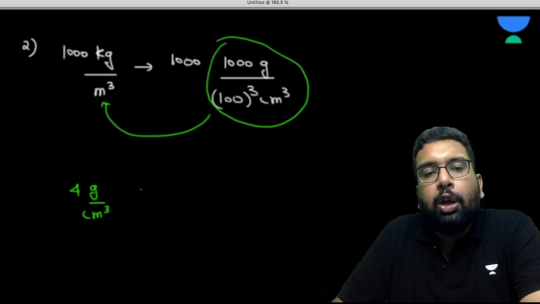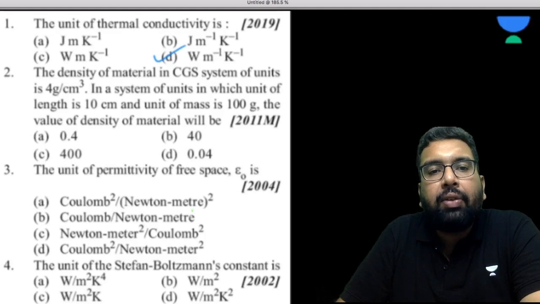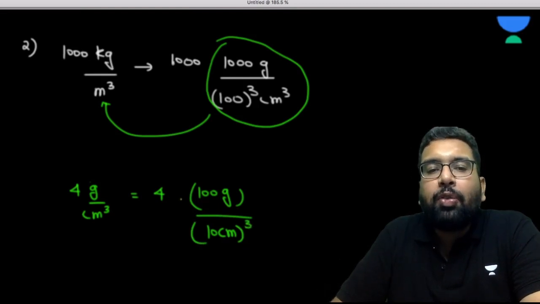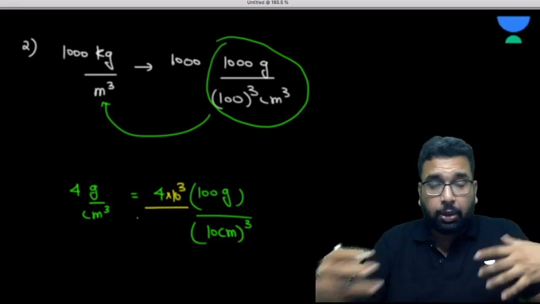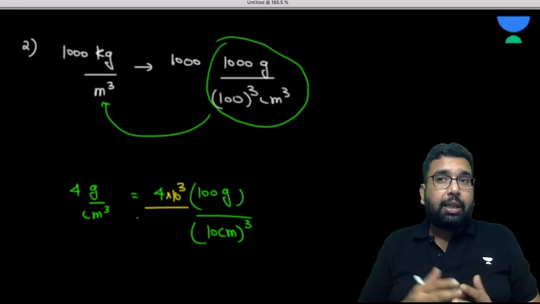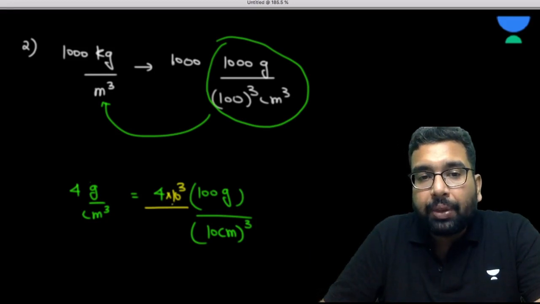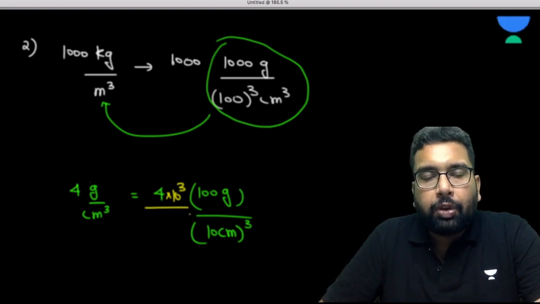So what can we do? Can we write it like this? 4, now please understand this, we want to represent it in 100 gram and 10 centimeter. So 1 centimeter cube we can write as 10 centimeter cube. Okay, sir, how can we do it? We can't do it directly. So what are we going to do? We are going to multiply by 10 to the power 3 here, just using basic aptitude and common sense to solve this question. Otherwise, it will go very long, and we want to save some time as well. So we are doing it this way.